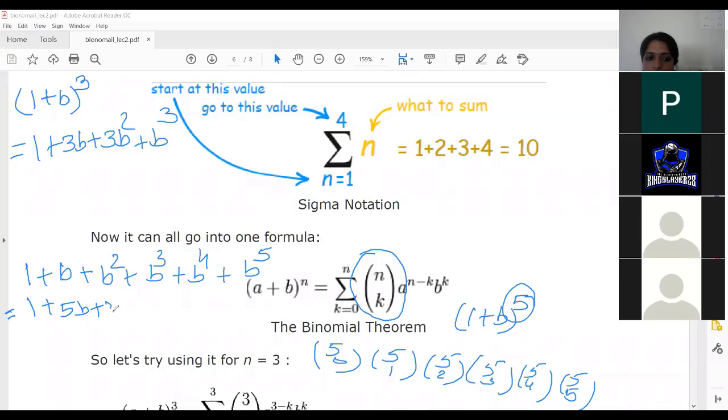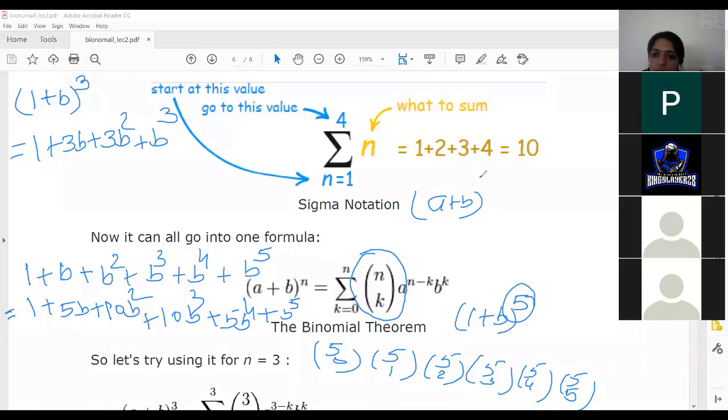10. Third term, 10. And 5C3 is again 10. 5C4 is 5, so 5 b raised to 4, and the last, 5C5, is 1, so b raised to 5. So without using Pascal's triangle, you can directly simplify any higher power binomial with the help of the binomial theorem.